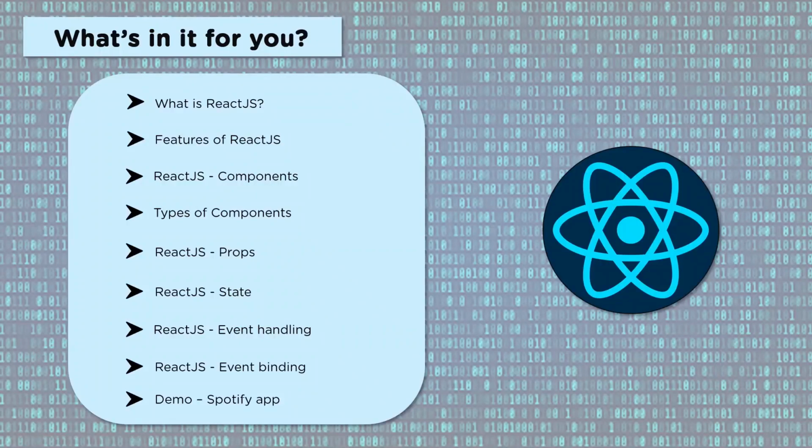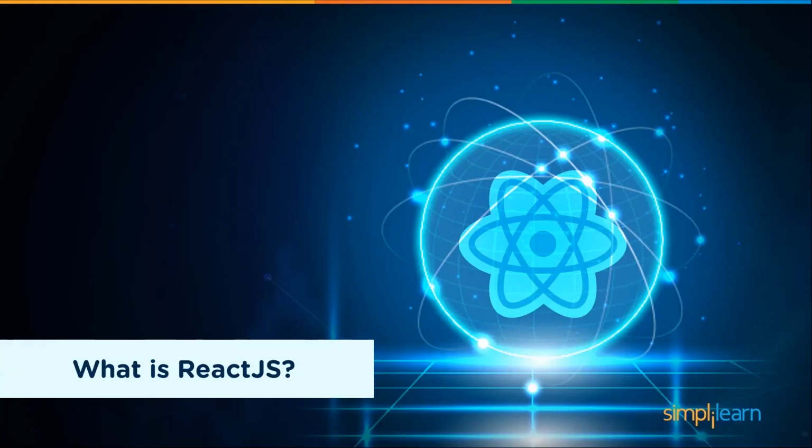In today's session, let's start with understanding the objectives of what we are going to focus on. We will start with what ReactJS is all about. We'll then get into discussing the features of ReactJS. We'll then move on to the components that make up the core structure of ReactJS. We'll discuss the various types of components. We'll then move on to understanding props, effective state management, event handling, and we would close the session with event binding.